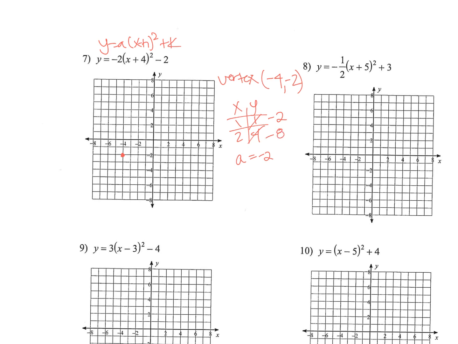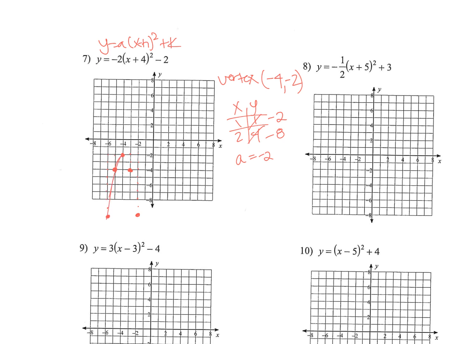Let's do this. So I'm going to go to my vertex, and I'm going to go over 1, down 2. And I'm now going to go left 1, down 2. So the negative makes it go down, and now the 2 has made it go down twice as fast. So now I'm going to do the 2, -8. So let's go over 2 and down 8. So 1, 2, 3, 4, 5, 6, off my graph for 2. And now let's go left 2 and down 8. 1, 2, 3, 4, 5, 6, and off the graph for 2.